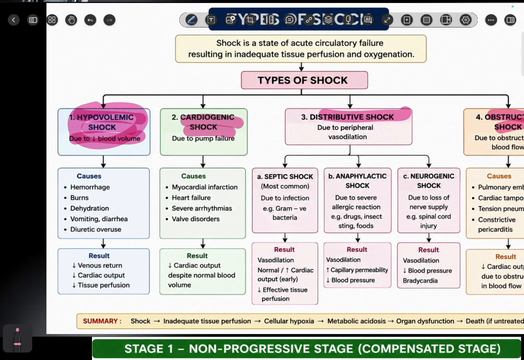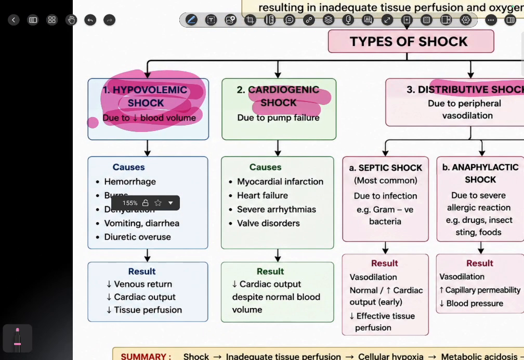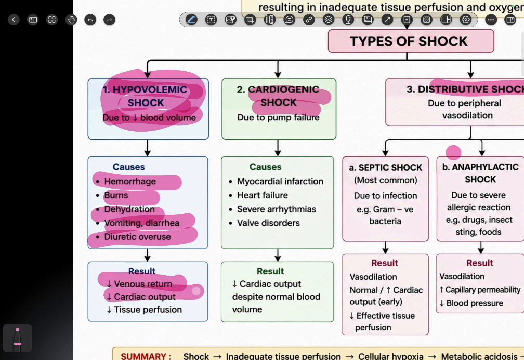Now, causes of hypovolemic shock. It occurs due to hemorrhage, burns, dehydration, vomiting, diarrhea, or diuretic overdose. Our body needs adequate blood volume to maintain blood pressure and tissue perfusion. When volume decreases, it results in decreased venous return, cardiac output decreases, blood pressure falls, organs receive less oxygen, cells start dying due to hypoxia, and this ultimately leads to shock.